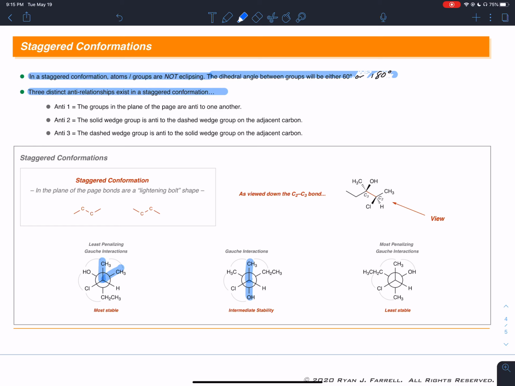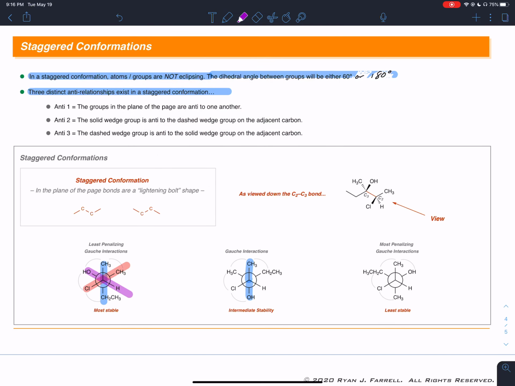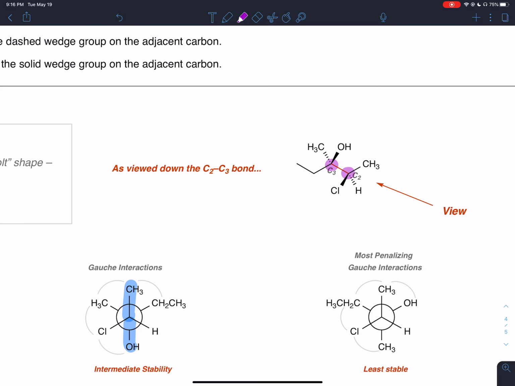There are going to be three distinct anti-relationships that exist in a staggered conformation. Let's look at those. We could say the groups in the middle of the Newman projection are going to be anti to each other. These groups diagonally are anti to each other, and these groups diagonally are anti to each other. Three different anti-relationships.